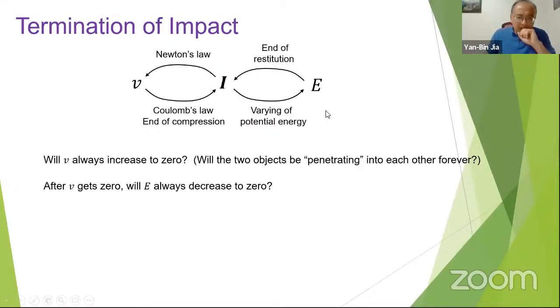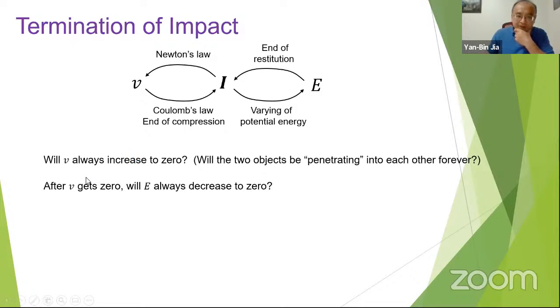Impact has been studied by a lot of researchers, and one thing that seems to have been neglected in the past is this: you're using Coulomb's law of friction to model tangential impulse and contact, and you're using either kinetic, kinematic, or energetic restitution. Are these laws fundamentally consistent with each other? Which means, is the termination of the impact guaranteed or not? We would like to ask these questions.